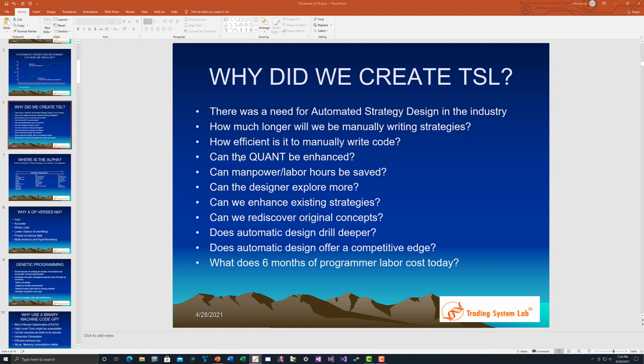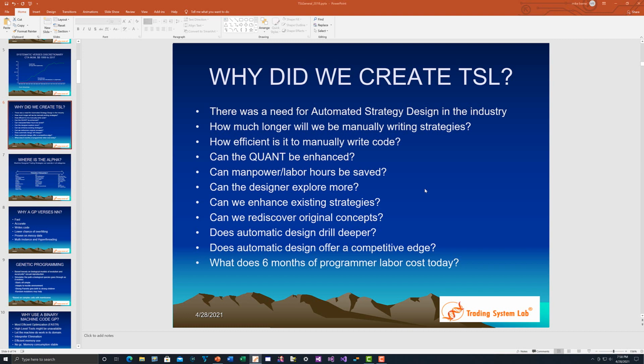It's very inefficient to manually write code. Obviously, the quant engineer needs to be enhanced with tooling. He can't manually write trading strategies forever. I started to ask myself, well, how much manpower can be saved? Can the designer really explore more? Can we enhance existing strategies that were already created in a variety of languages? Can we rediscover some original old concepts or discover new concepts? Can we drill deeper into the data, and does automatic design really offer a competitive edge?